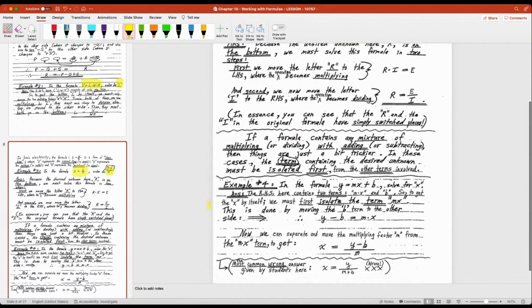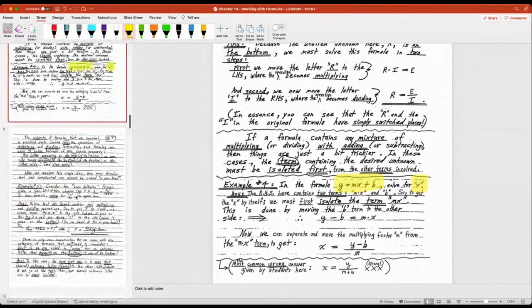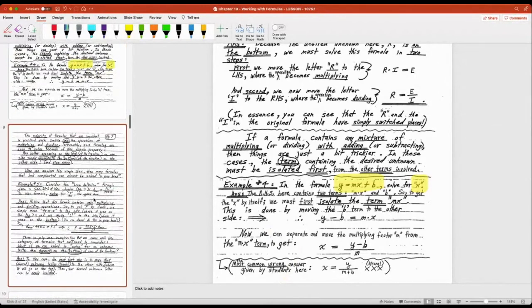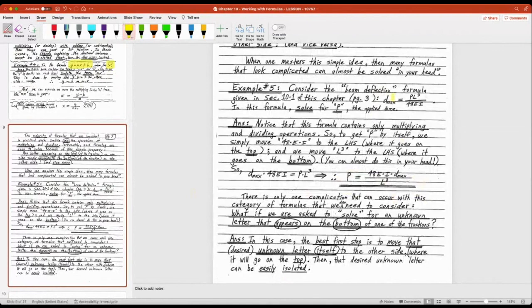And the author does a very good job of manipulating these equations and explaining them. Here's another equation where you're solving for X, again using some basic BEDMAS rules. Make sure you go through these examples later. That's why I'm highlighting them.